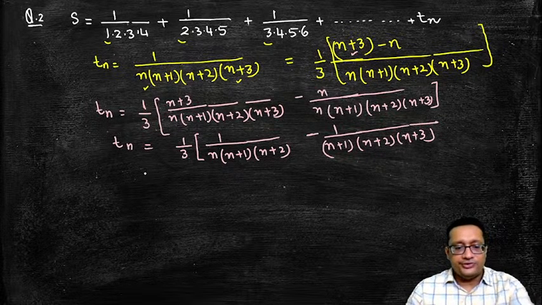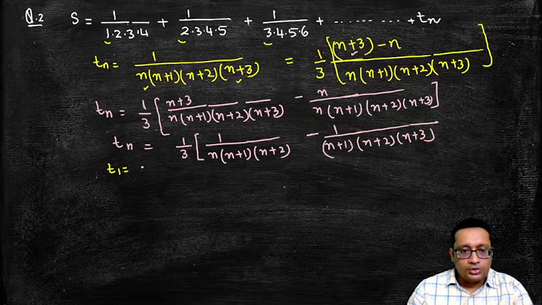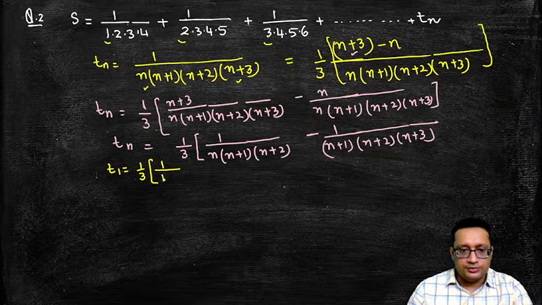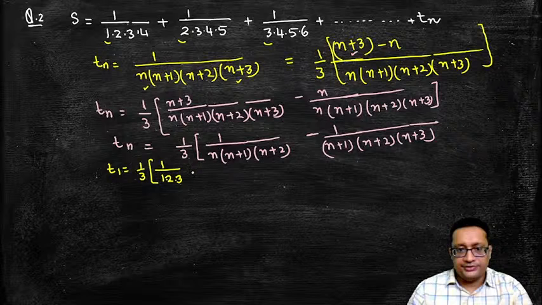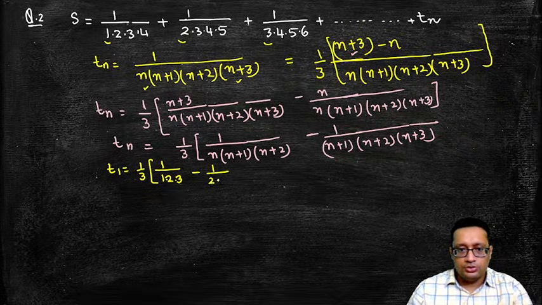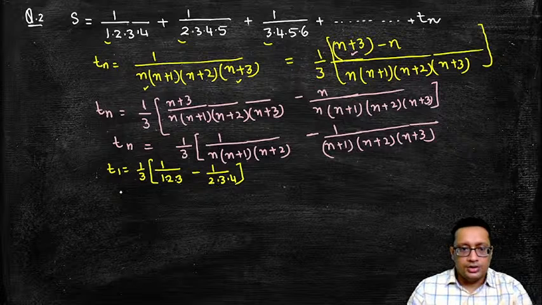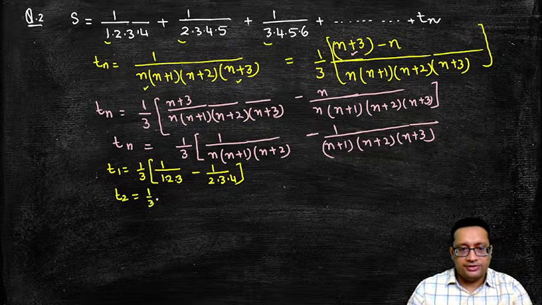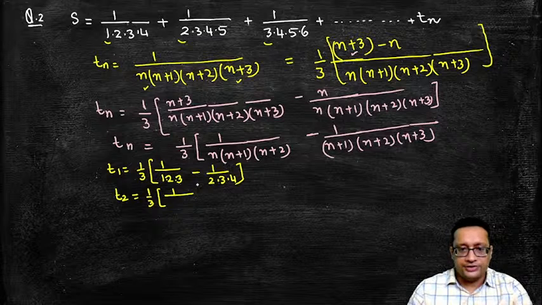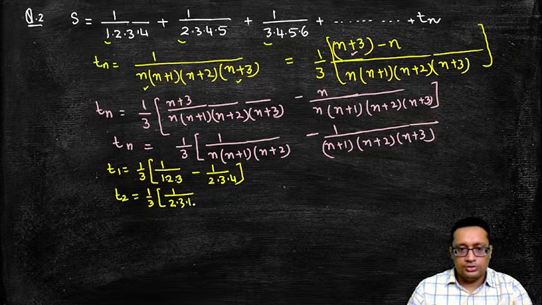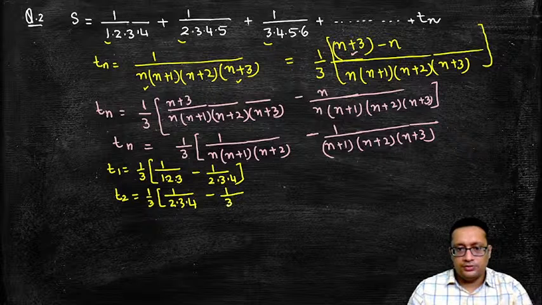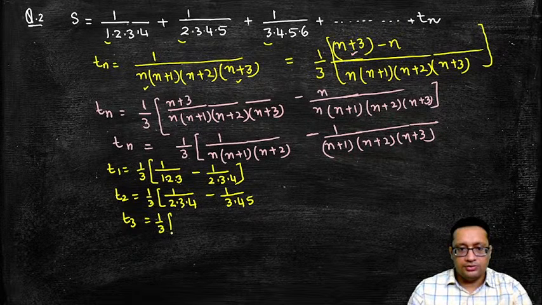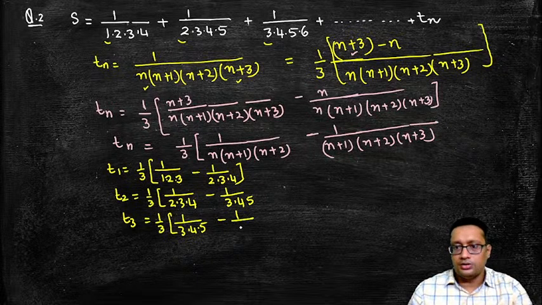Now I am placing n equal to 1. So what will I get? 1 upon 3. See here, I am placing n equal to 1: 1, 2, 3, minus 1 upon 2, 3, 4. T2 is 1 by 3, 1 upon 2, 3, 4 minus 1 upon 2, 3, 4, 5. T3 is 1 by 3, 1 upon 3, 4, 5 minus 1 upon 4, 5, 6.